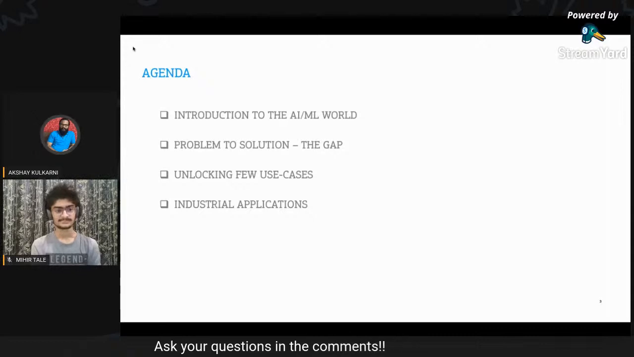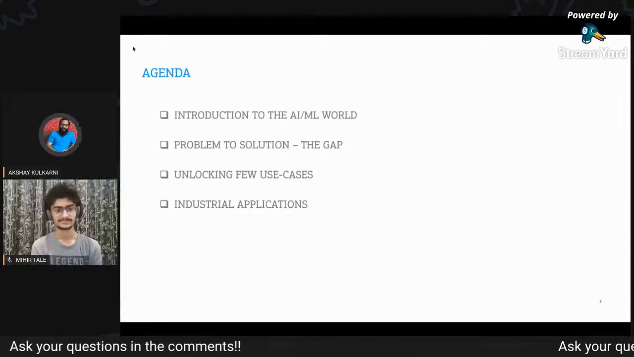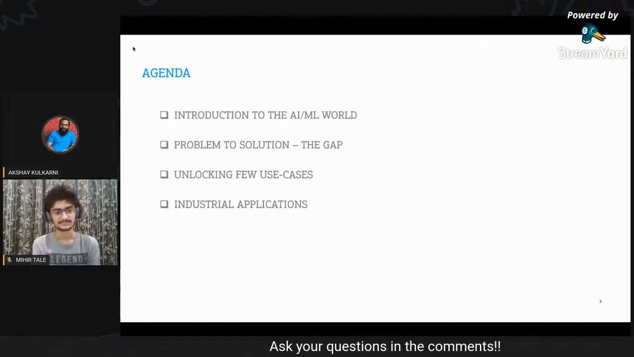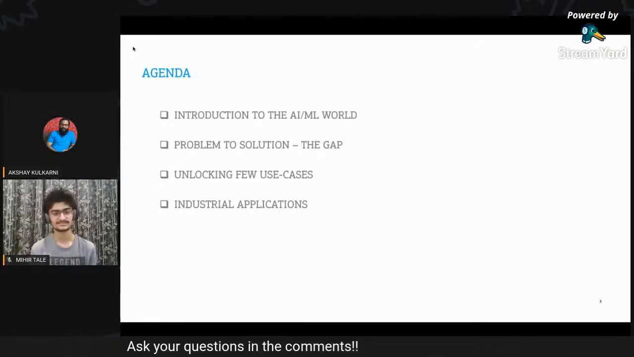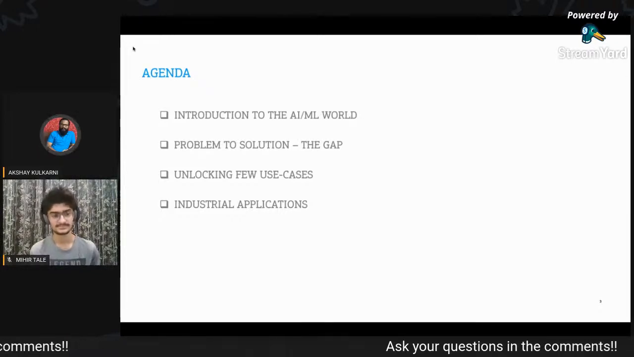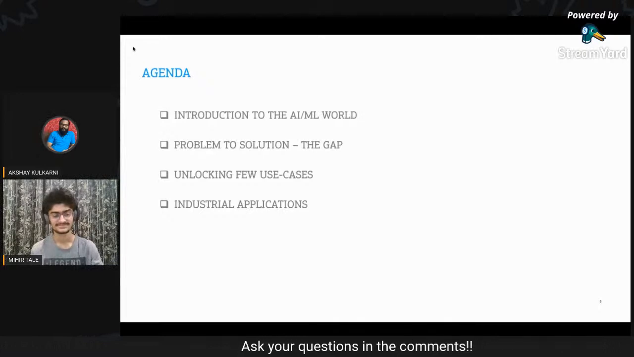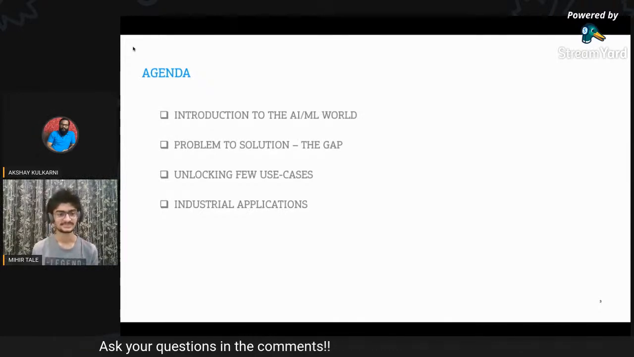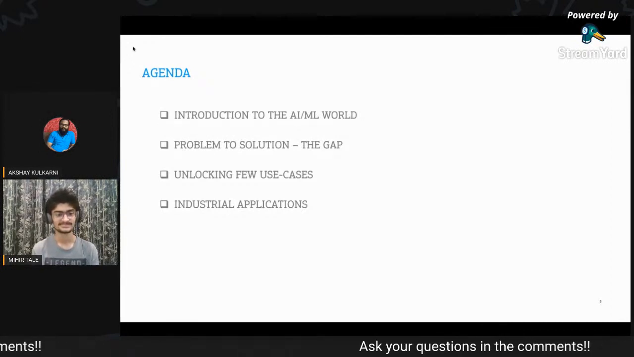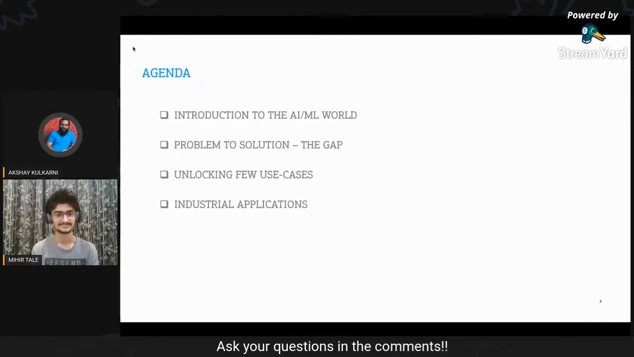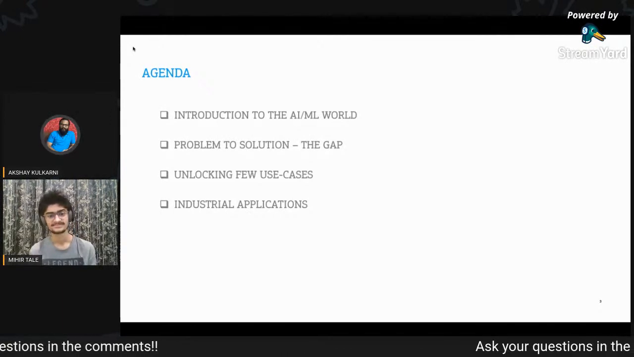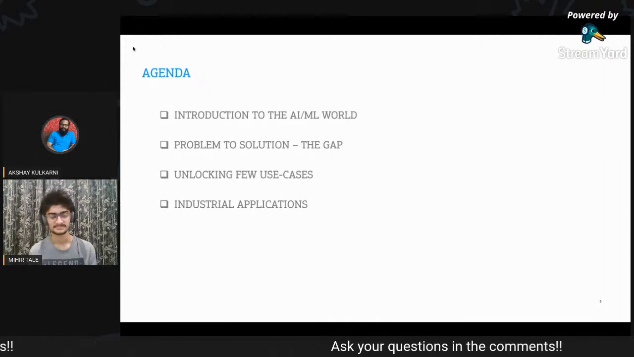But when you actually get onto the ground, how does the reality look? How have ML and AI been leveraged in the industry, in businesses? It's not just always about model.fit. It's not always about downloading any data set from Kaggle or MNIST and then just running through the model and building them. No, it's not just that, right? And then we'll try to unlock a few use cases wherein we go from problem to solution, and a few industrial applications.